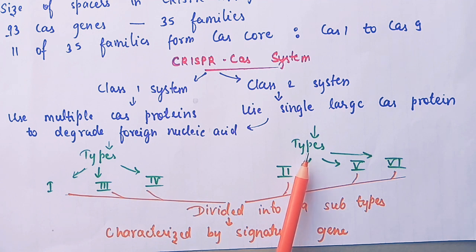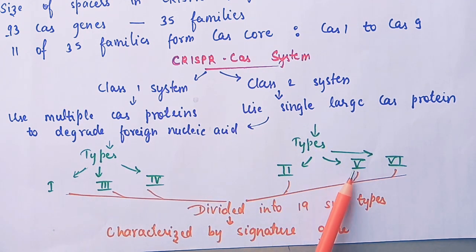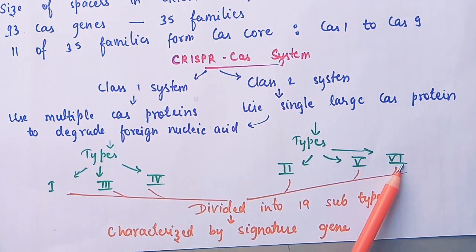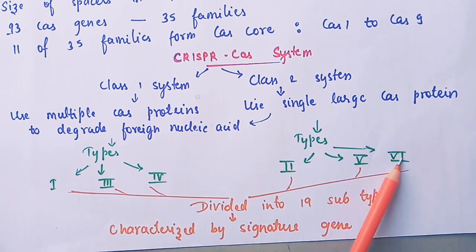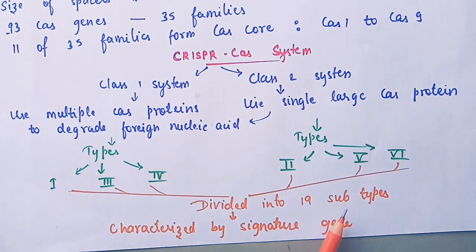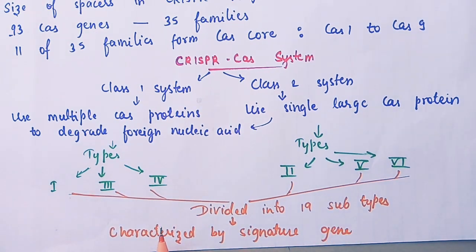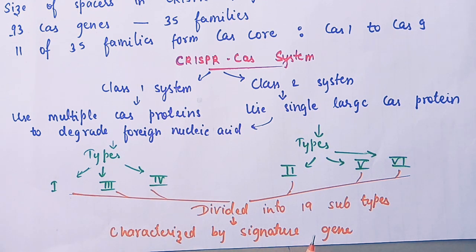Class 2 is divided into Cas2, Cas5 and Cas6. These types are again divided into 19 subtypes. These are characterized by signature genes, which are specific to that particular Cas protein and are easy to recognize.